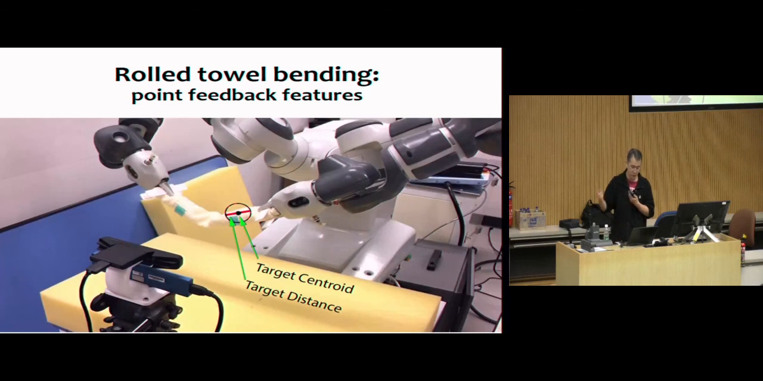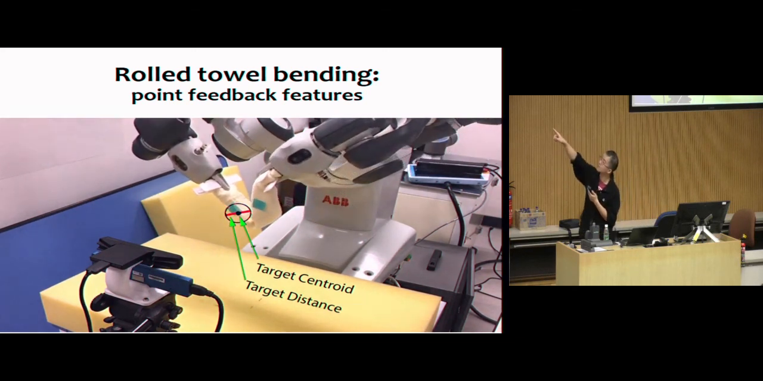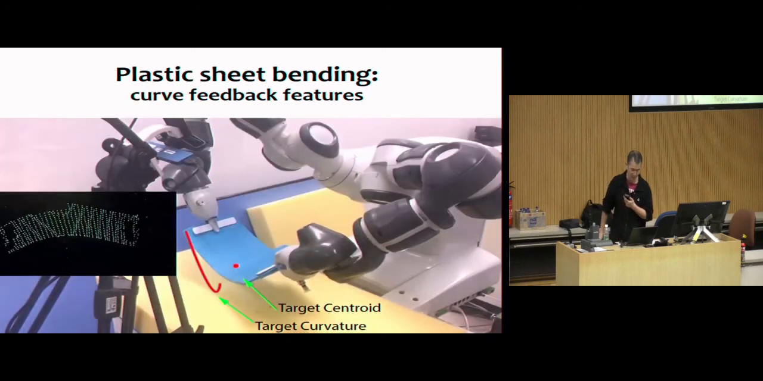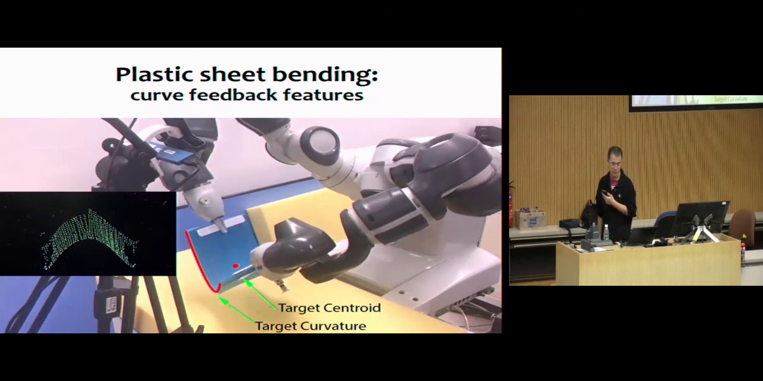And also, we tried some other classical tasks in deformable object manipulation. So this is one which is very important in surgery. Basically, how to control the position of one point on a soft object. Okay, so we can control that very accurately. And also, this is another task. Basically, how to match the features of the material.